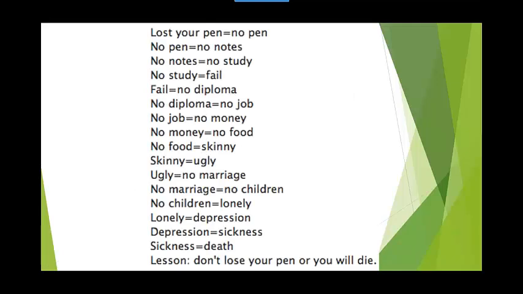So if you lose your pen, then you don't have a pen, which means you can't take notes, which means you can't study, which means you're going to fail, which means you won't get your diploma, which means you won't get your job, etc., etc., etc. And in the end, you become sick and you die. Okay, so obvious slippery slope. If you lose your pen, it's not the end of the world. You can just use a pencil. Find a pen from a buddy or something.